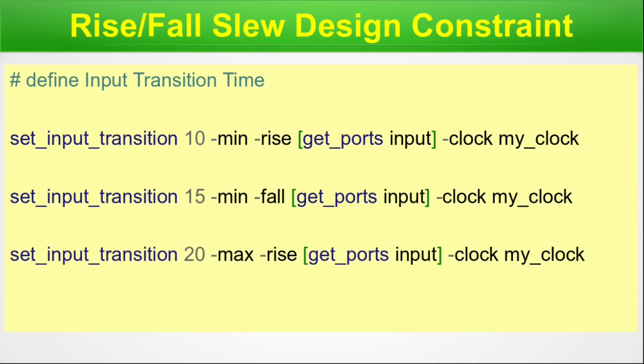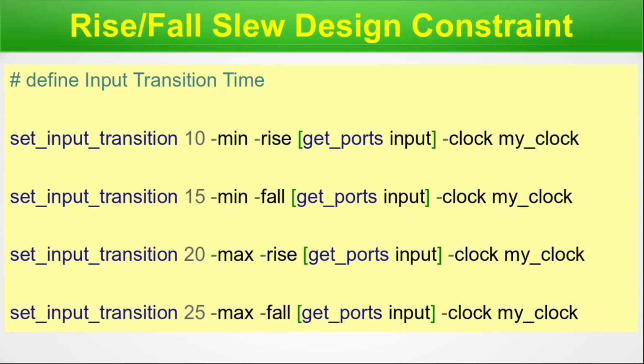Set input transition 20, max, rise, get ports for input and clock is my clock. And we define set input transition 25, max, for fall transition, get all the ports input and then clock is my clock. So again, let me bring my mouse pointer. You can see the values are different, each value is different from one another. And here 2 are min, these 2 are static, but this is varying, here this is varying. So rise, rise, fall, fall, and here it is static, here it is static. So this is how we are defining the constraint for the input transition time.